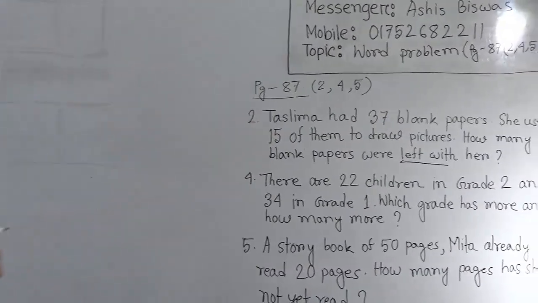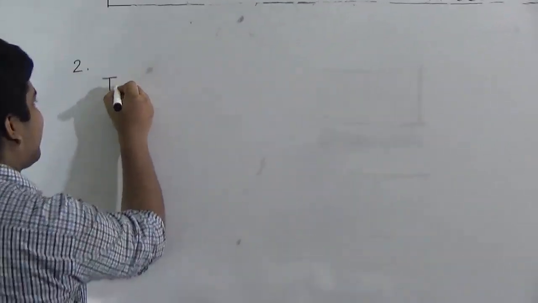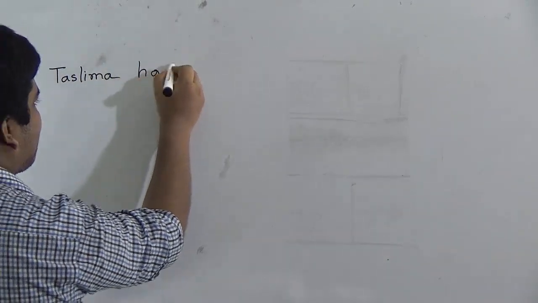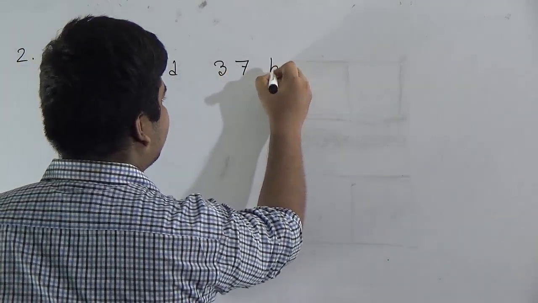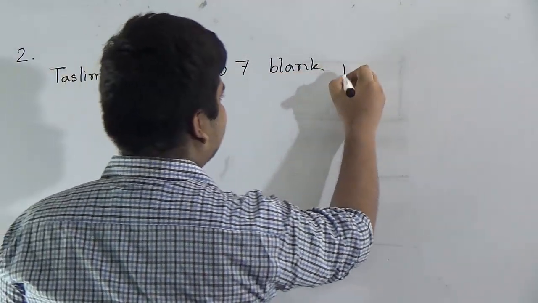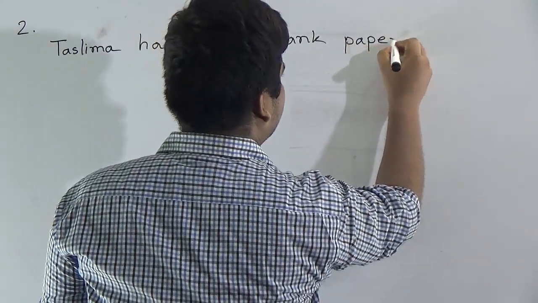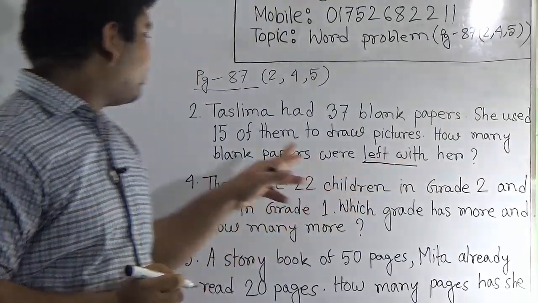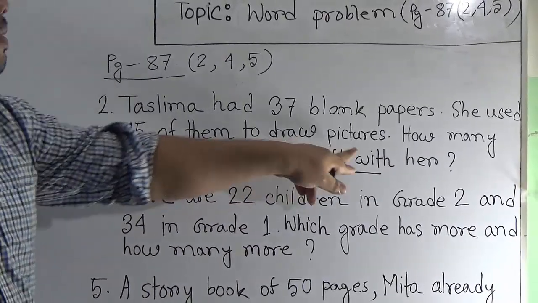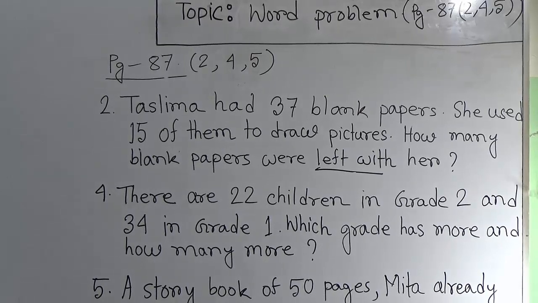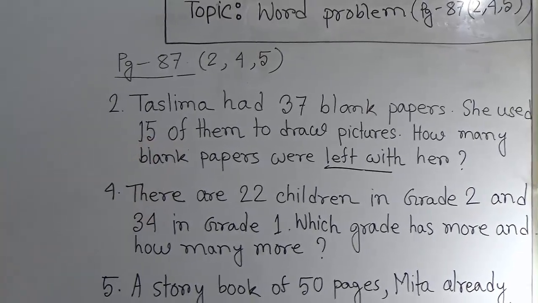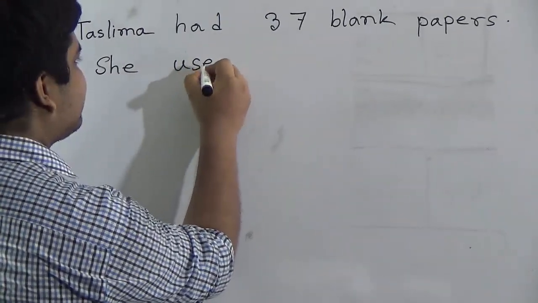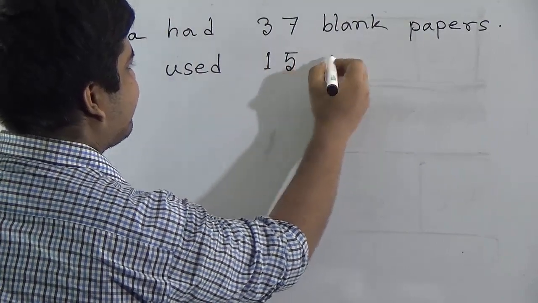In order to solve this question, at first we write: Taslima had 37 blank papers. Okay, next, she used 15 of them to draw pictures. That means she used how many blank papers? She used 15 blank papers. So now we write: she used 15 blank papers.